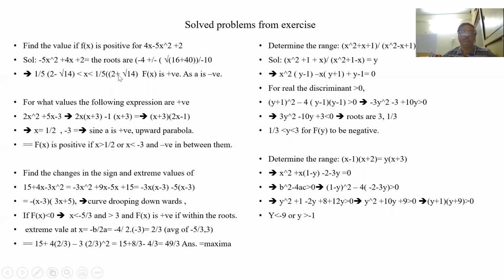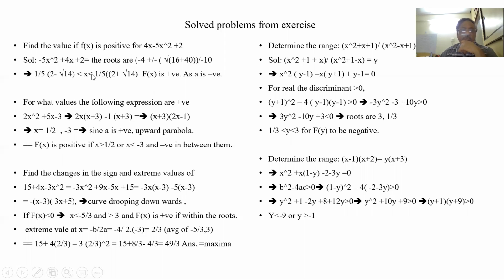The one with the minus root is smaller, and the one with the plus root is the bigger root. So between these two values of x, I have a positive value for this expression. For what values is the expression positive? It is a simple up-down curve: an open-up U curve, and a reverse U curve.